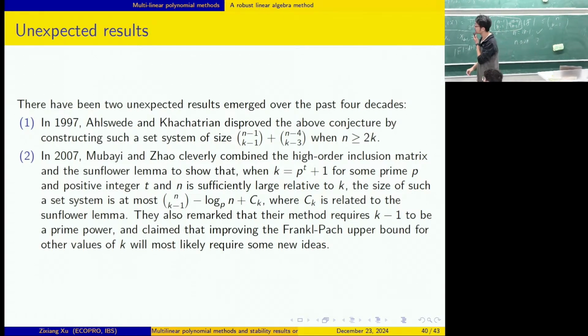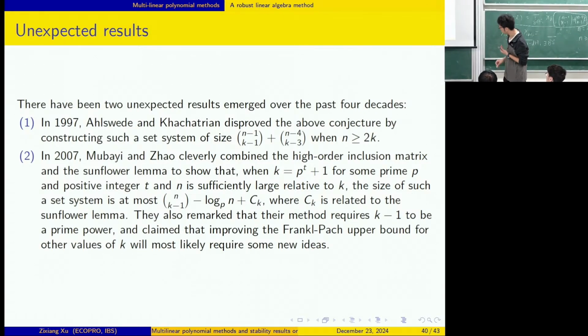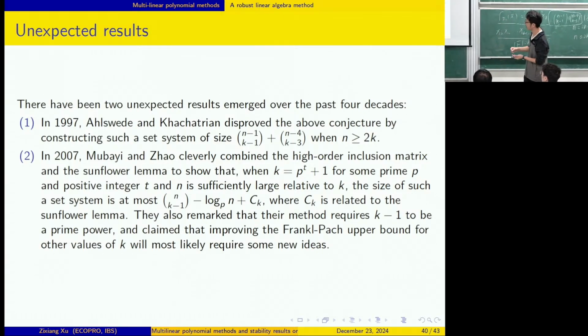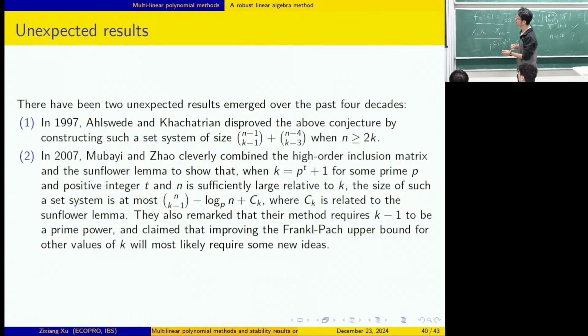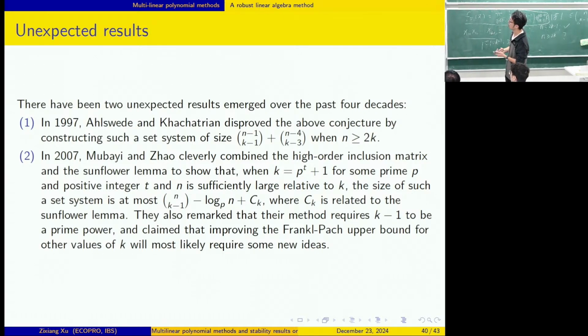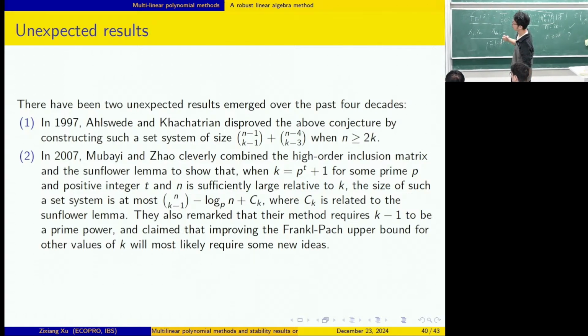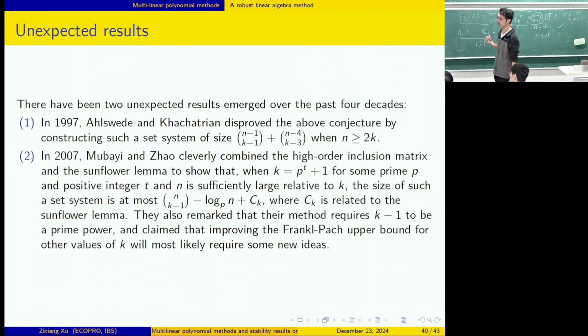On the other hand, Mubayi and Professor Zhao, very cleverly combine some algebraic techniques and the sunflower lemma to show that the upper bound is also not tight. But it only works when k minus 1 is a prime power.